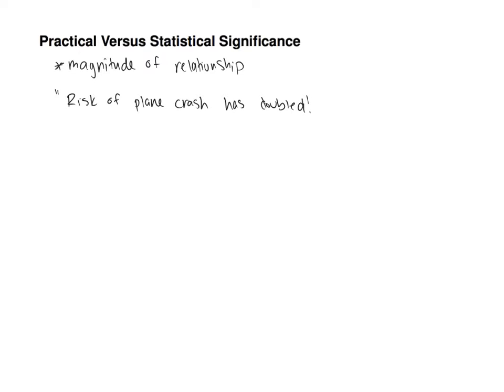And then the last thing I want to talk about is something called practical versus statistical significance. For this, I want you to look at the magnitude of the relationship, and I have a really good example. So you see this headline, the risk of dying in a plane crash, and we're going to assume a commercial plane, has doubled. Okay? I'm like, oh my gosh, crazy, it's doubled. I'm not going to get in a plane ever again.